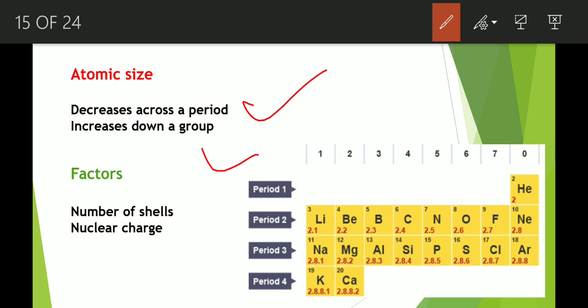The trend is very important. You have to remember and understand the reason for these trends very clearly. Why? Because the important questions come from these trends only. Okay.